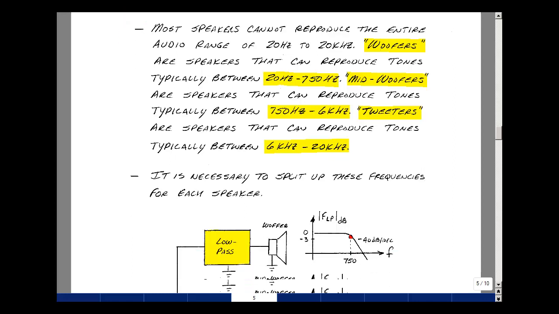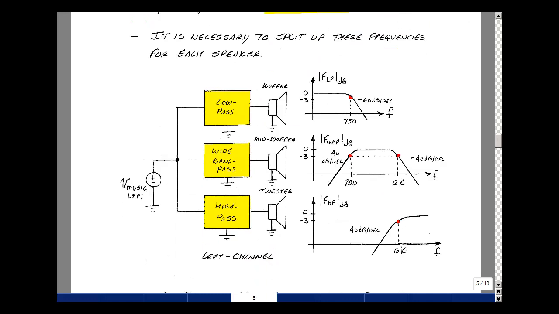reproduce them the best. Here's a block diagram of just the left channel of a set of crossovers where I have my music coming in and I feed it to the input of 3 circuits: a low-pass filter, a wide bandpass filter, and a high-pass filter. And these are eventually connected up to the speaker.